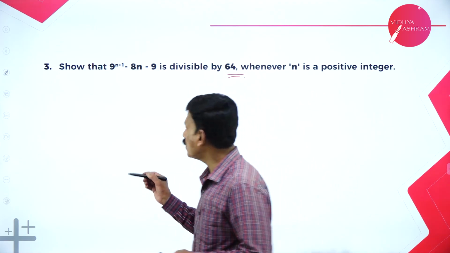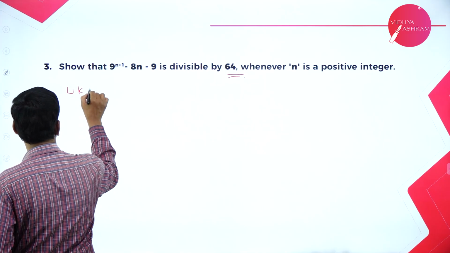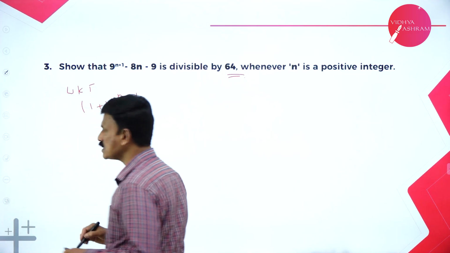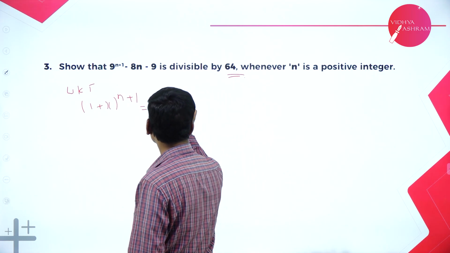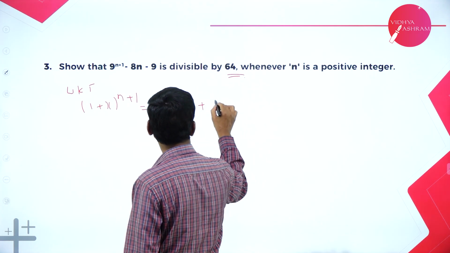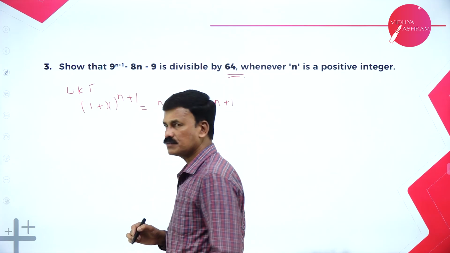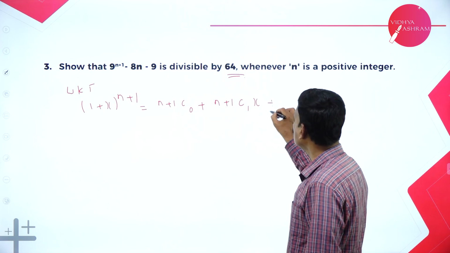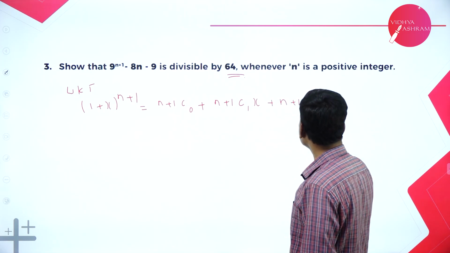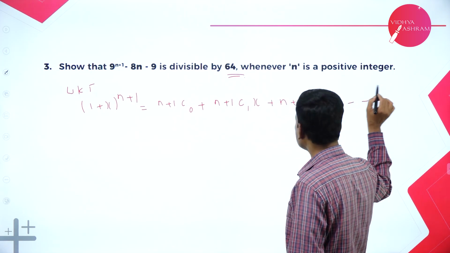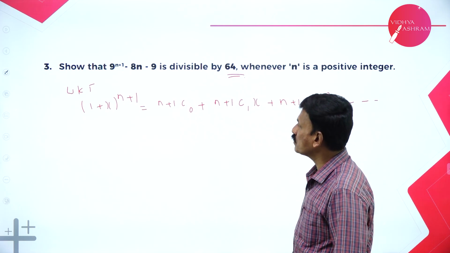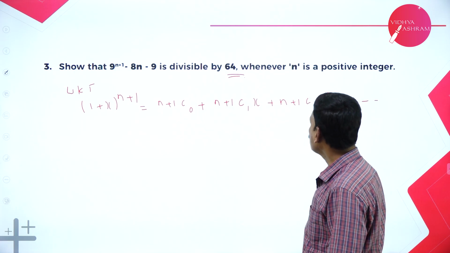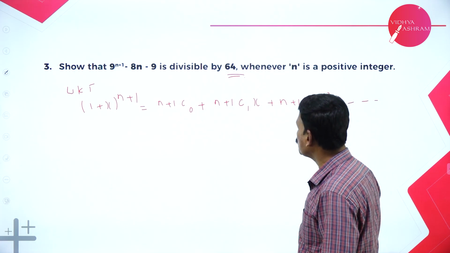Okay. So we know the formula that (1 + x)^(n+1) can be written as (n+1)C0 + (n+1)C1 x + (n+1)C2 x² + etc. So (1 + x)^(n+1) is equal to (n+1)C0 + (n+1)C1 x + (n+1)C2 x² etc.